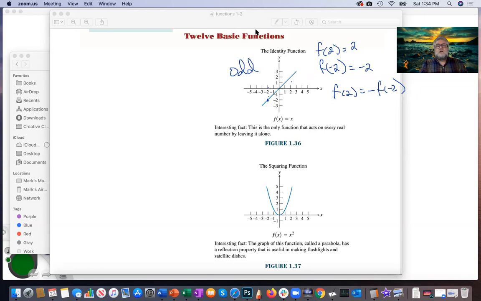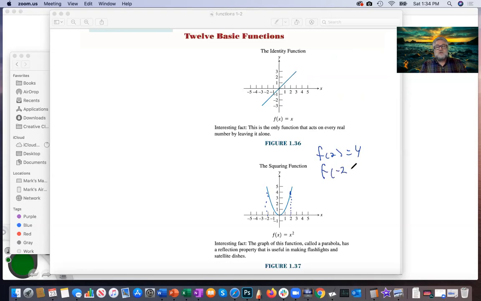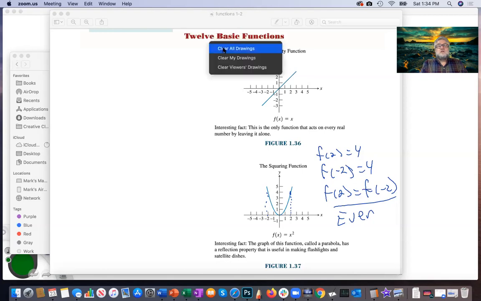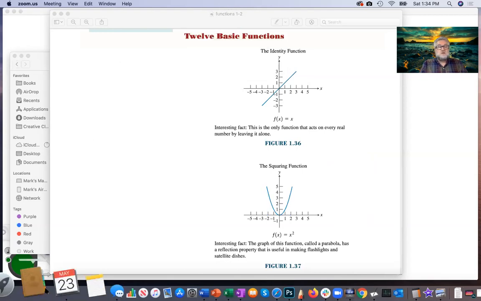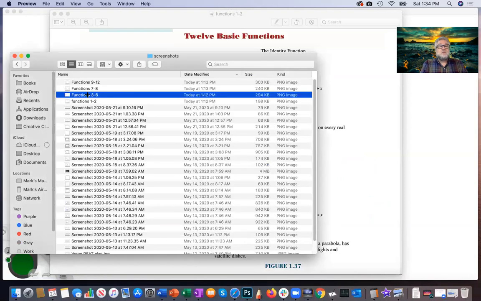But then if we look down here, if I pick x equals 2, I'm going to get 4. If I put x equals minus 2, I'm also going to get 4. So f of 2 equals 4, f of minus 2 equals 4, so f of 2 equals f of minus 2. That's the definition of an even function. And it can be folded onto itself. So even, even, even. Now let's go back to here and let's open up that one.